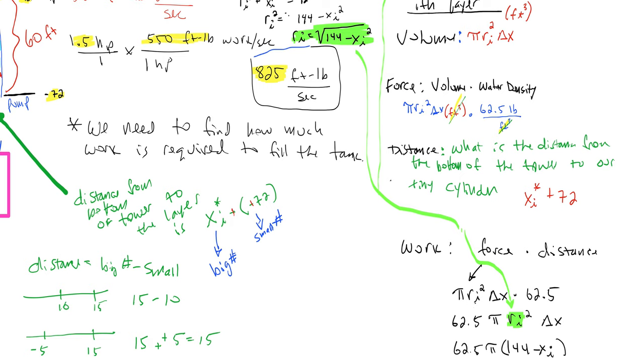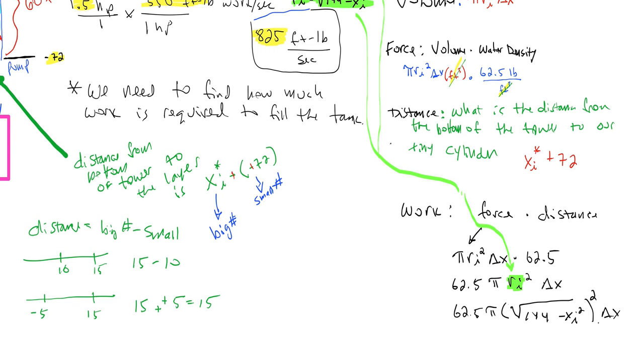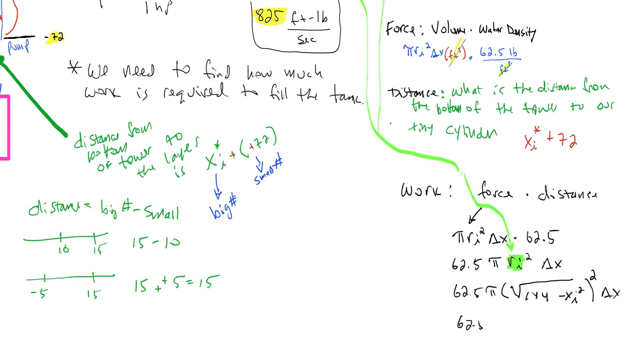Or should we leave the breadcrumbs? I already wrote a note saying because r squared is r squared, the square leaves. Hold on. There, 144 minus xi squared delta x, okay, which becomes 62.5 pi times 144 minus xi squared delta x. Okay? He left it as 12 squared, by the way. I wonder why he did that. That part is done. Now we multiply the distance.